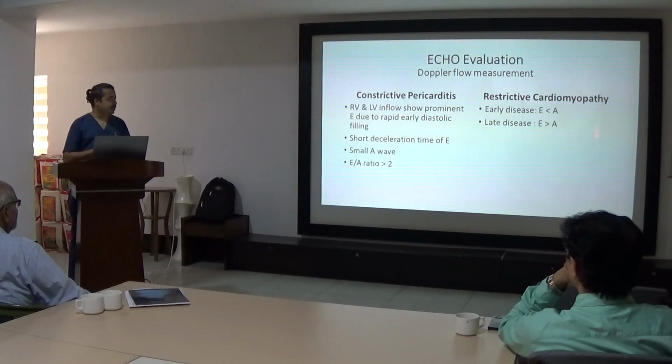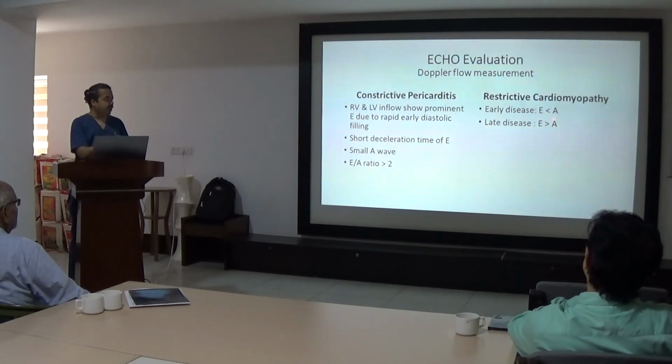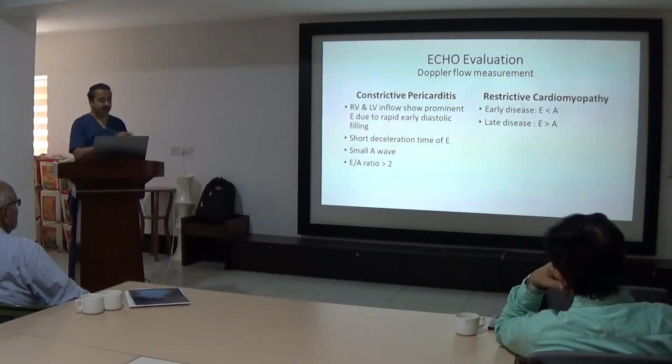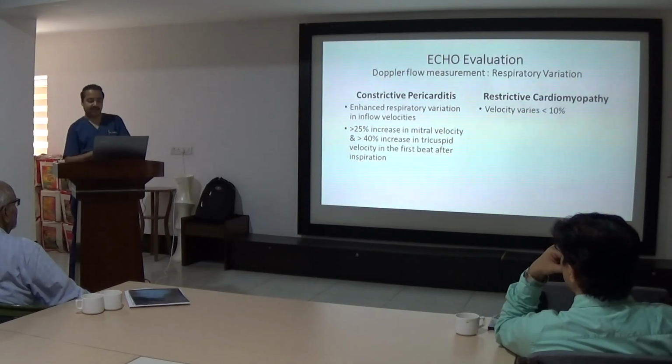Versus restrictive cardiomyopathy, which is a disease of the myocardium. In the myocardium, E wave velocity will be decreased in early disease. In late disease, again the E wave will become more. So it is typical of a diastolic failure pattern or diastolic dysfunction pattern. In early disease, there is restrictive filling. In late disease, there will be diseased myocardium. But in the early phase you can never judge. You have to remain dependent on velocities.